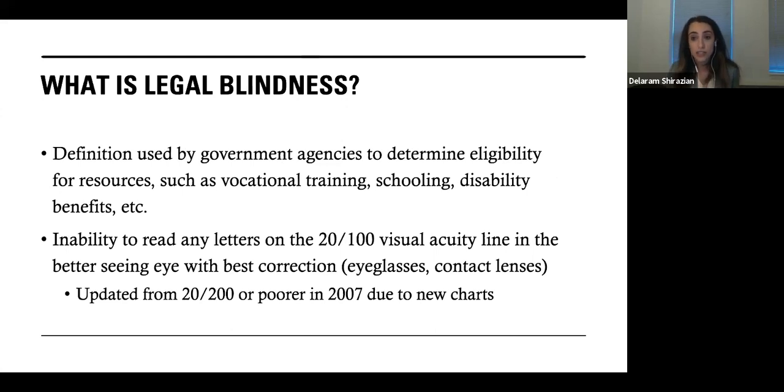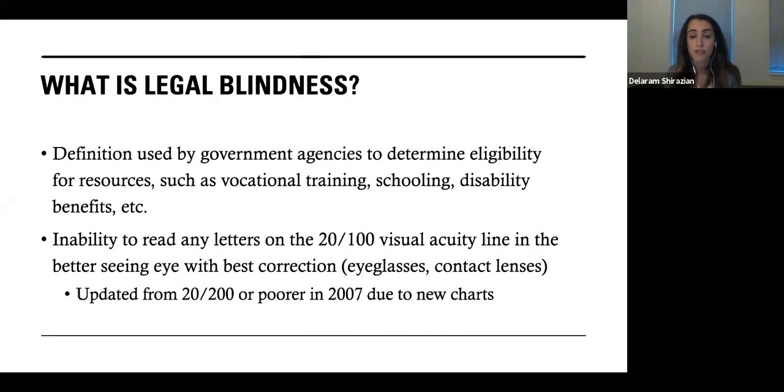So first off, legal blindness is actually a definition that's used by government agencies to determine if someone is eligible for resources. These resources include things like vocational training, schooling, disability benefits, etc. Here in New York State, we work closely with the New York State Commission for the Blind. That's our state organization when someone meets that criteria.